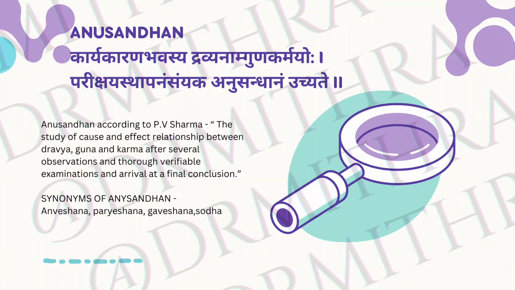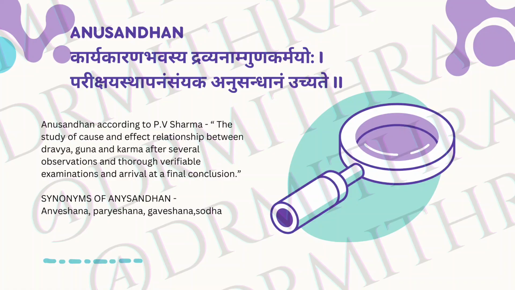Anusandhana Muchyate. So Anusandhana, according to P.V. Sharma, explains the study of cause and effect relationship between dravya, guna, and karma after several observations and thorough verifiable examinations, and then arrival at a final conclusion. That is what is research according to Ayurveda.